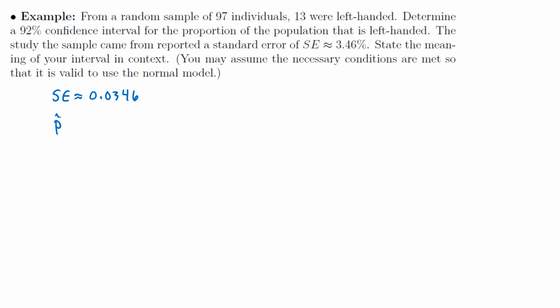Okay, my sample proportion, so that's 13 out of 97, so about 0.134. All right, then we need our z-star, and that's where we're going to sketch a normal curve. And this time I'm sketching it so that between negative z and z is 92% of the normal curve.